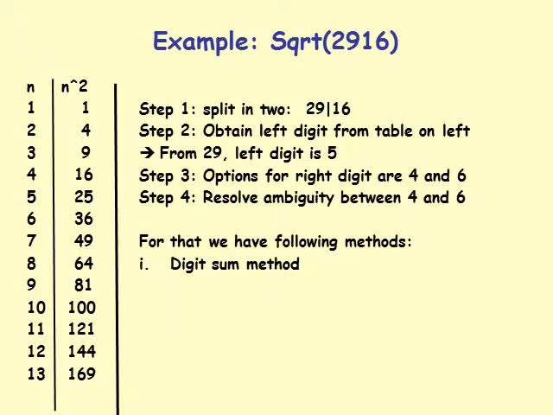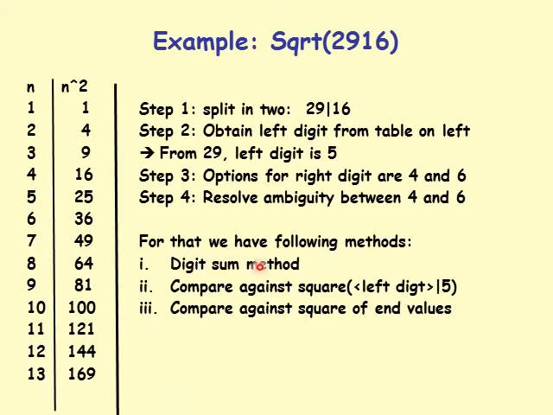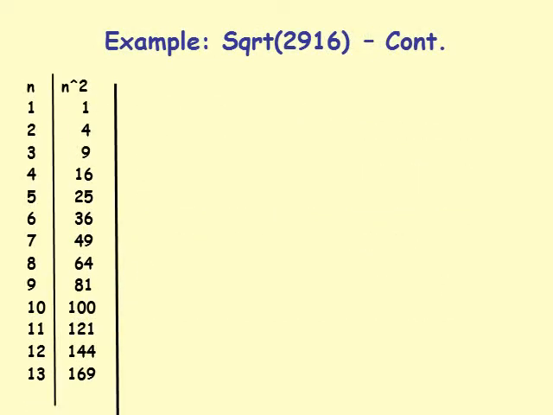For that, we use the following method. Either we use the digit sum method, or compare against the square of the left digit and 5 on the right, or compare against the square of the end values. The two possible values are either 54 or 56.